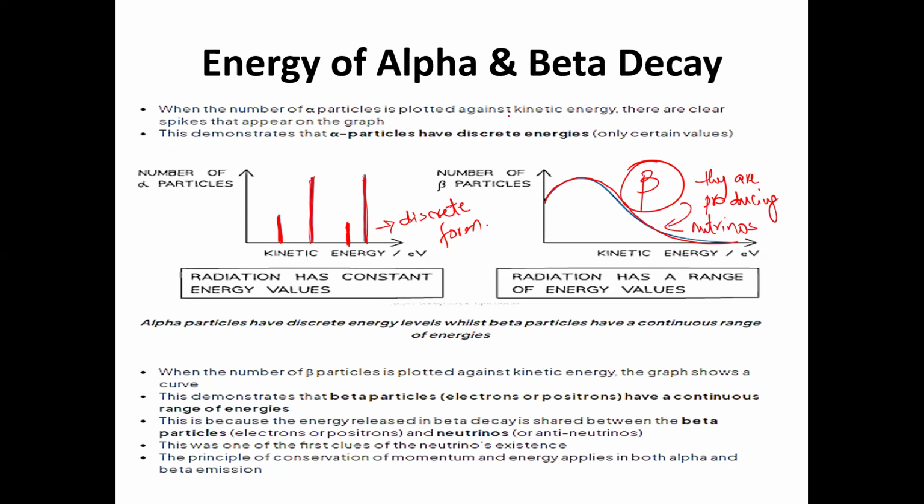So when the number of alpha particles is plotted against kinetic energy, there are clear spikes that appear on the graph. So these spikes show that kinetic energy is not continuous. Kinetic energy is in the discrete form of energy. And when the beta particle is plotted against the kinetic energy, we can say that beta particles have the continuous range of energies. So this is the distinguishing point between both, that during beta decay, there is a continuous range of energy being produced, and during alpha decay there is a discrete form of energy being produced. These are the two differences which you should be knowing about.